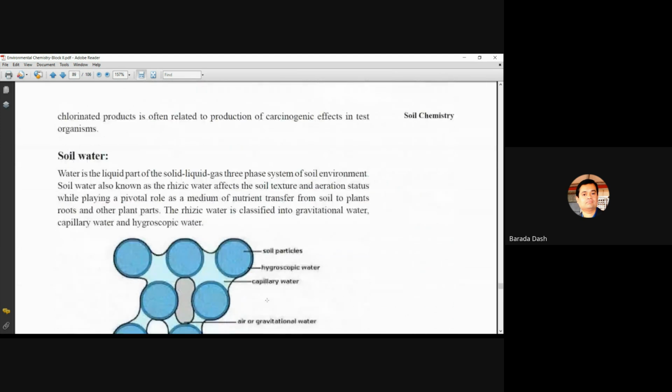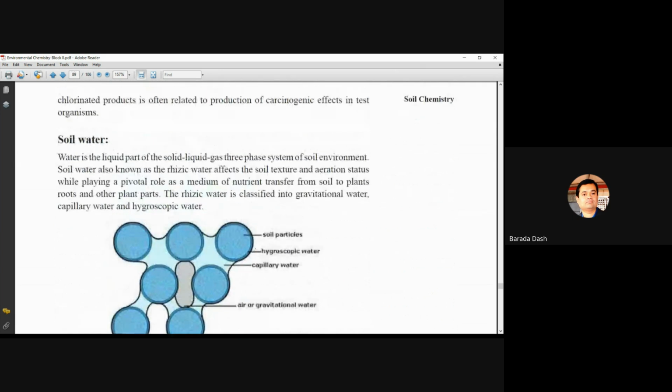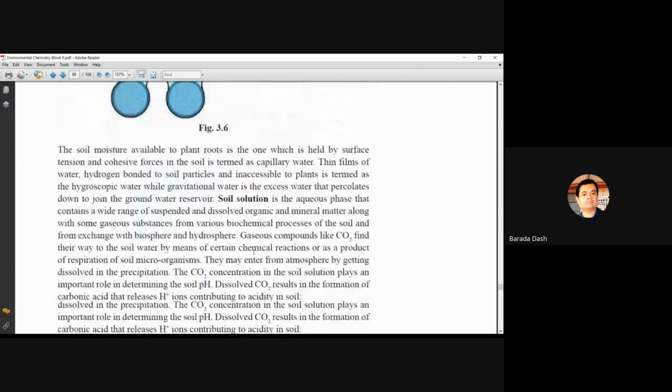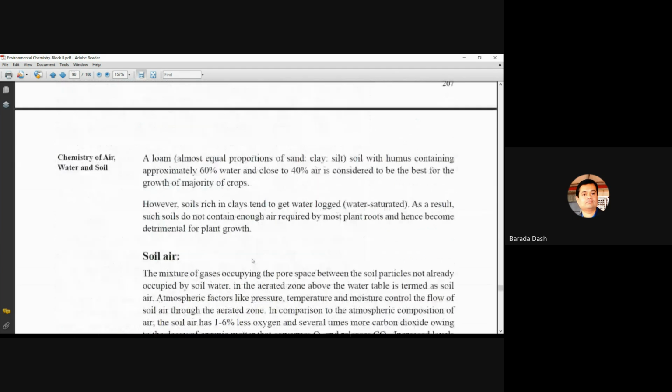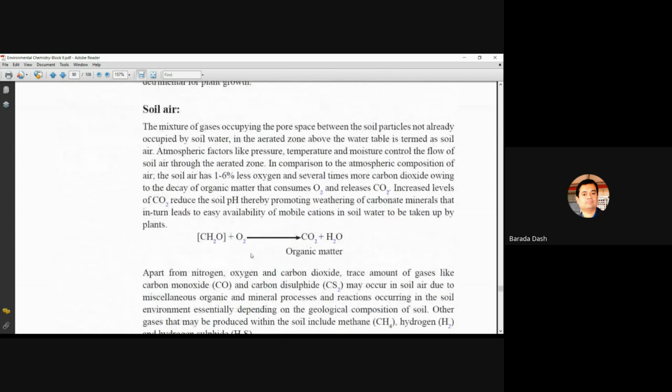So next, soil water. Water is there in the soil, about 25% of water is there in the soil. Soil air. So there is also some oxygen that occupies the pores of the soil, the porous soil particles.